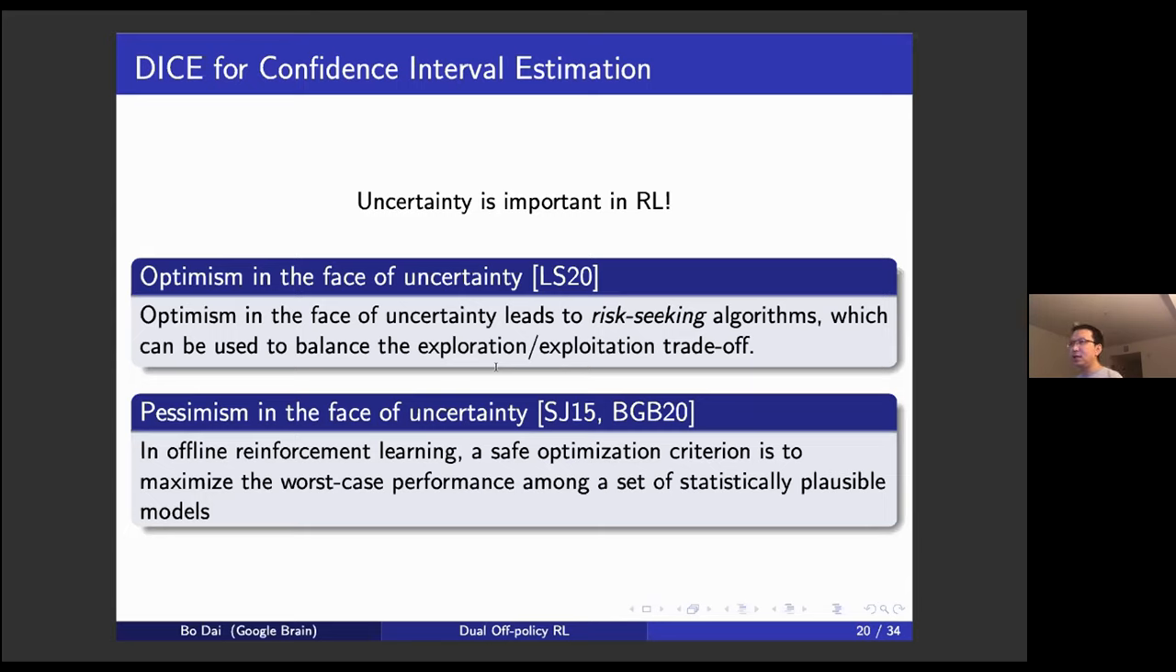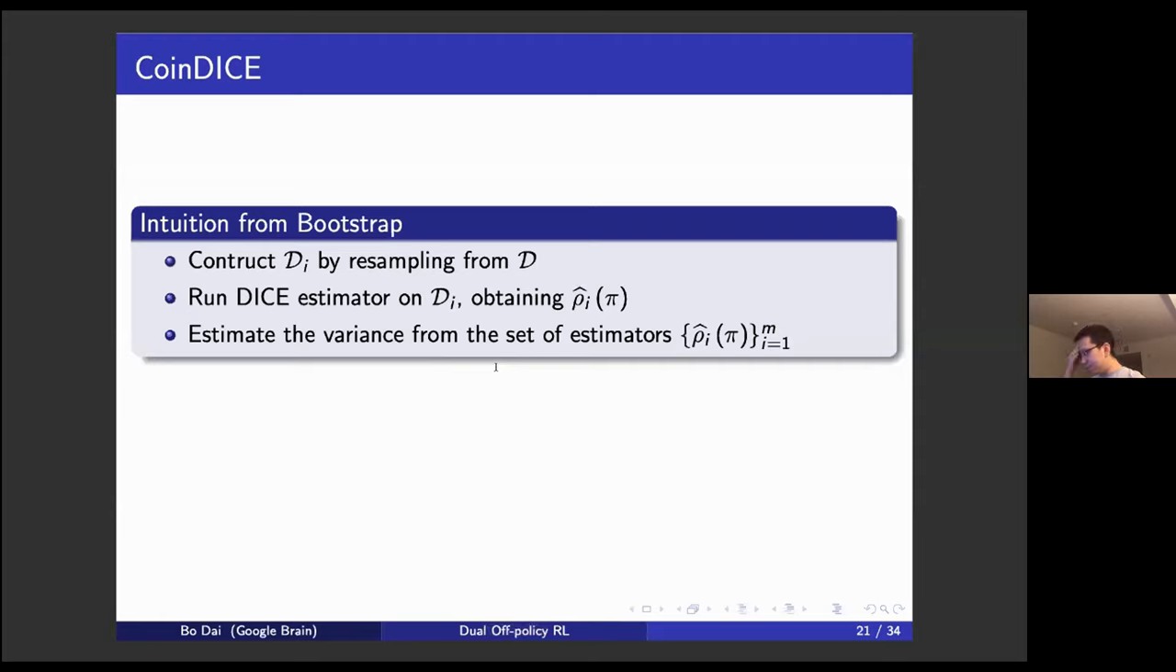And in offline reinforcement learning, sometimes you take care of safety, which says you want to maximize the worst-case performance. So you need to take care of the lower bound of your estimator. So in both cases, we need to characterize the uncertainty. That's why we think uncertainty is important in RL. So, okay, we have the DICE family.